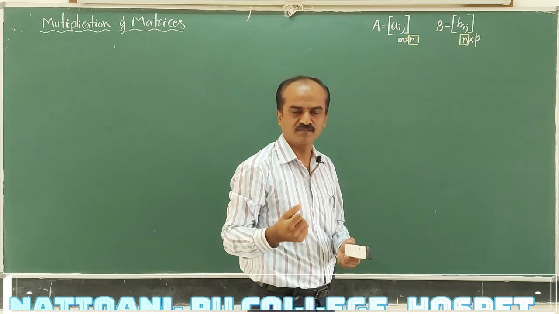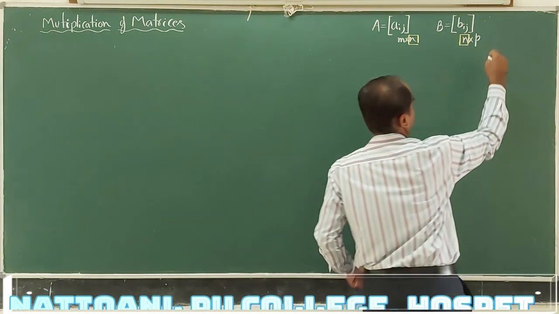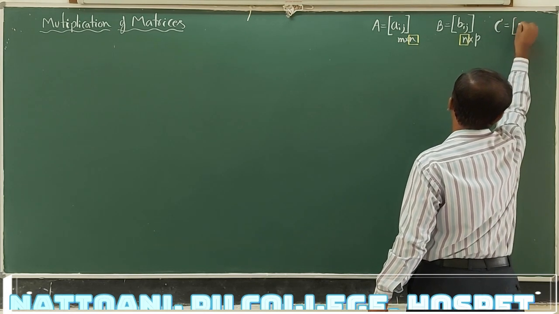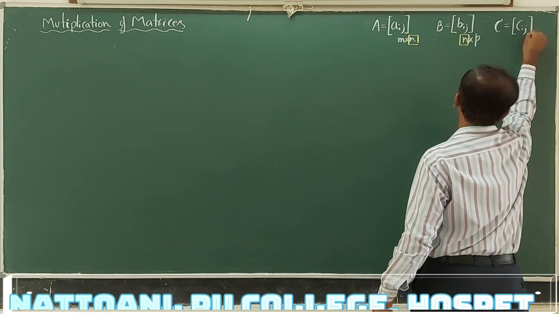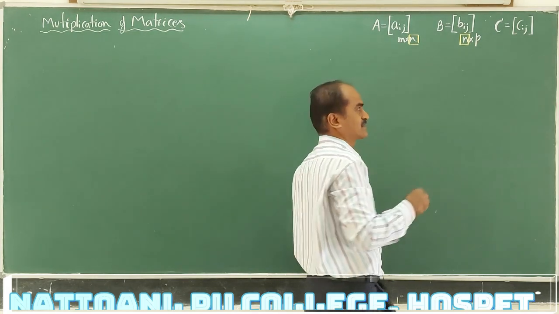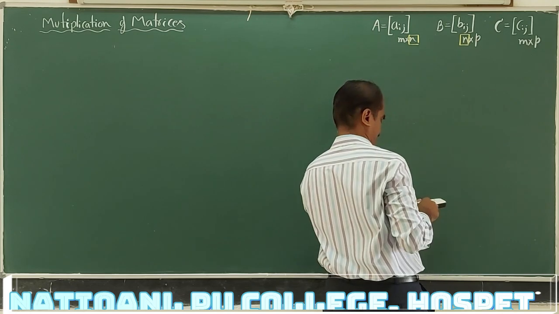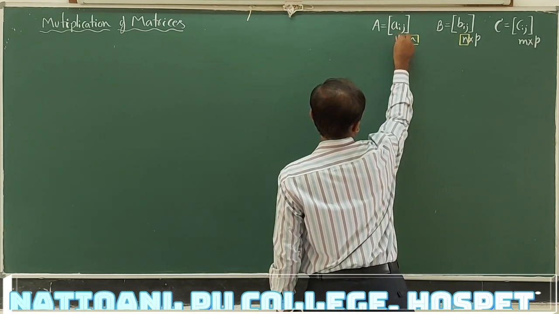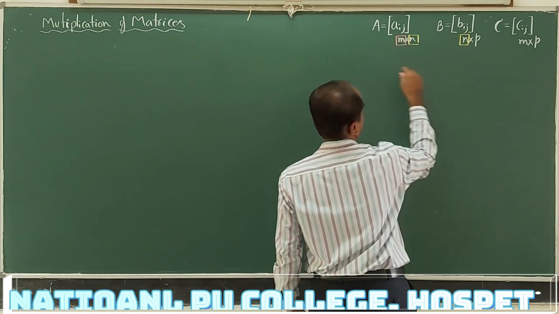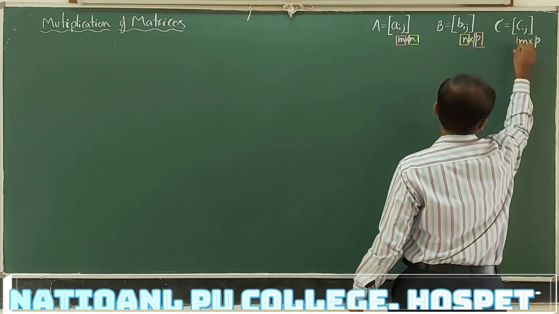What is the product? You are ending with another matrix, say C, whose entries are Cij. What would be the order of this resulting matrix? It is m by p. You notice this, which is the same as the number of rows of the first matrix by the number of columns of the second matrix.